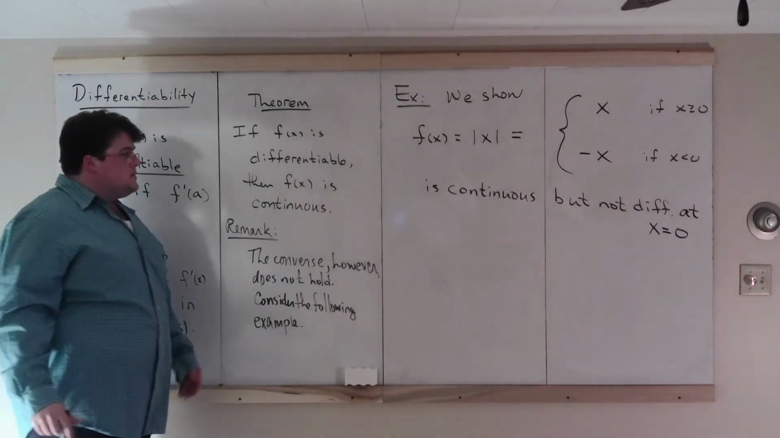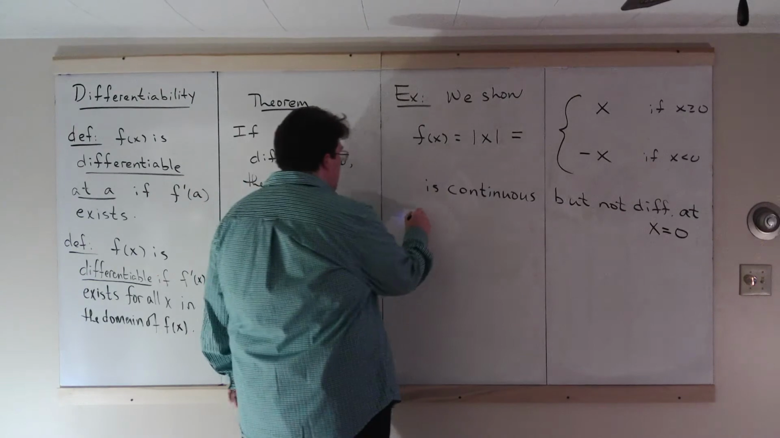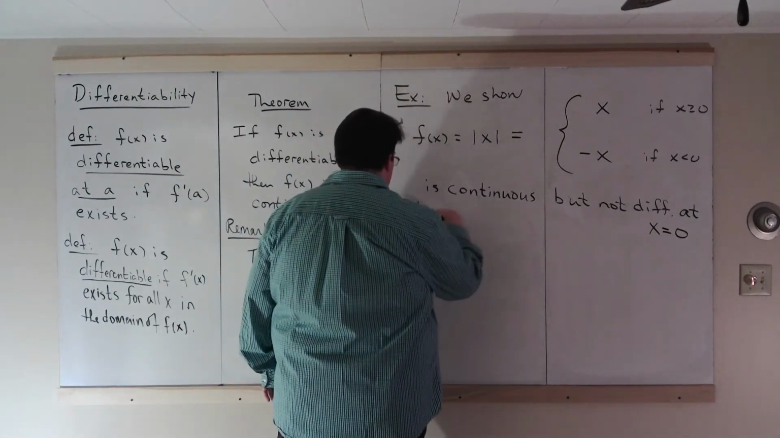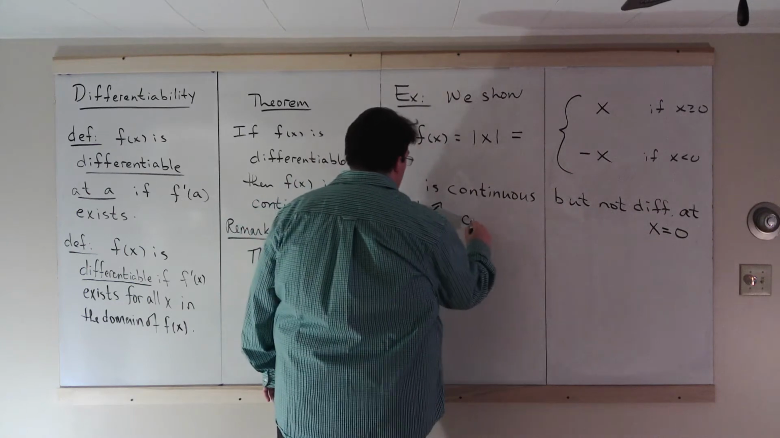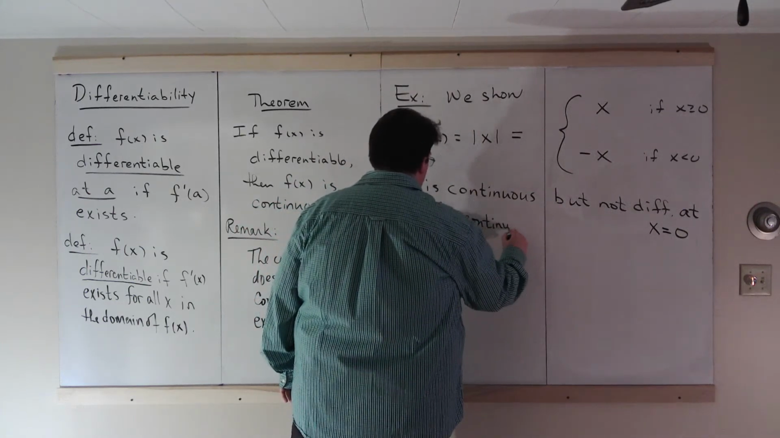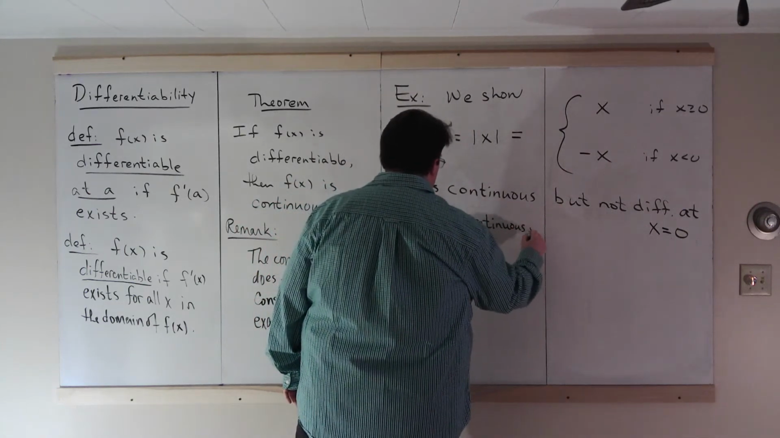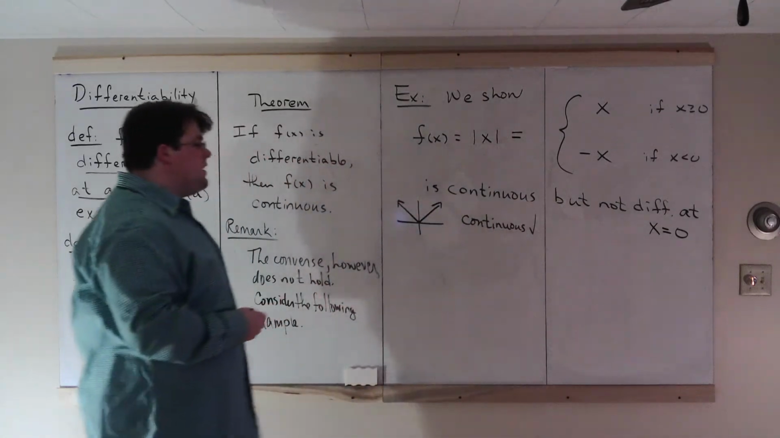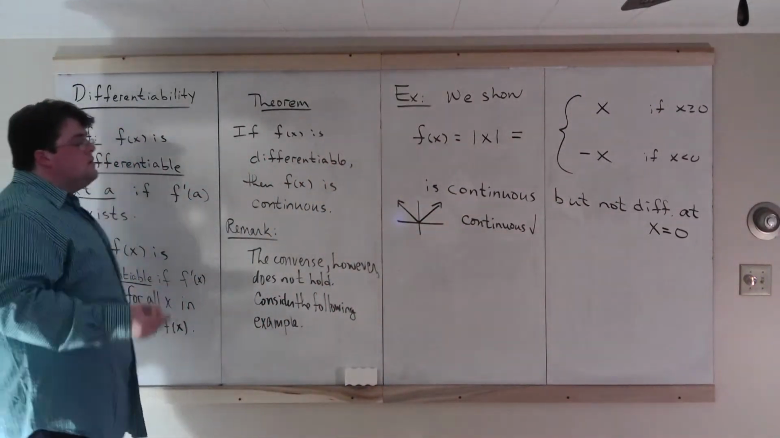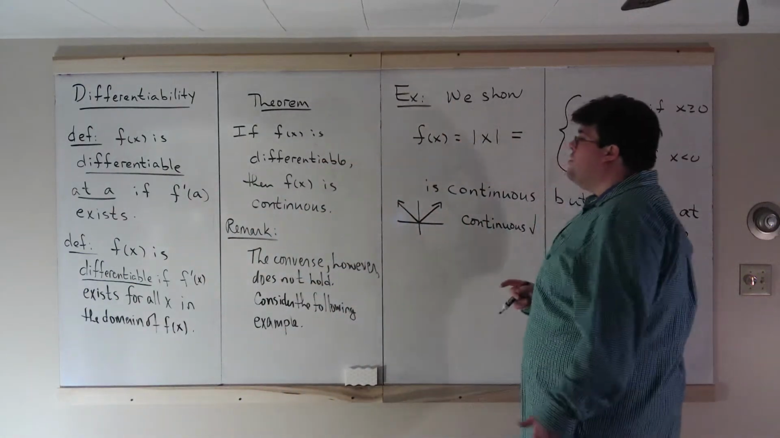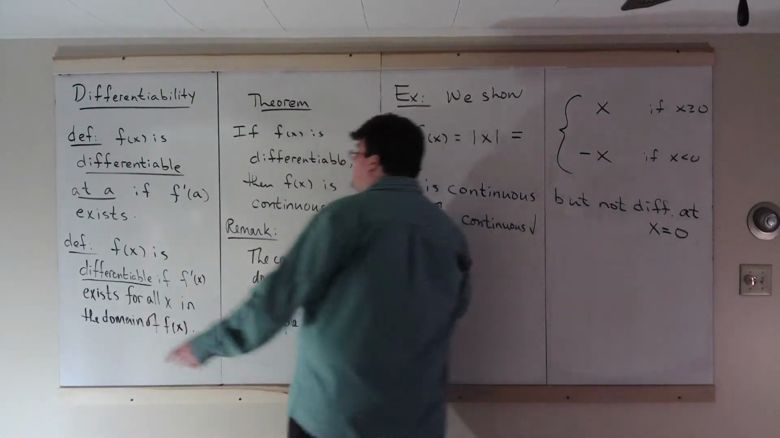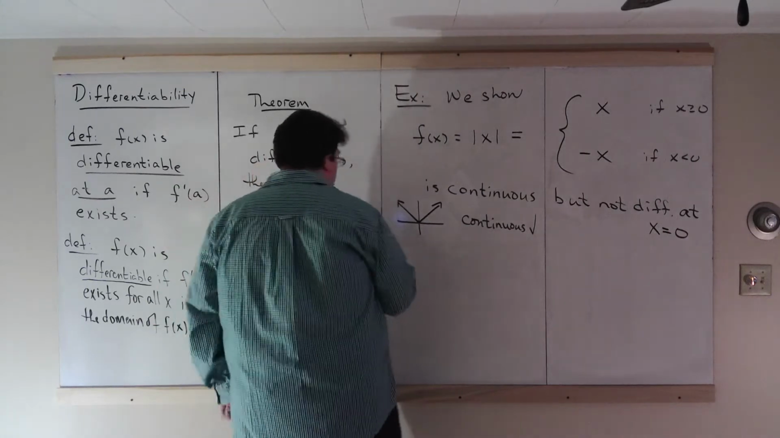So why is this a continuous function? Well, we'll use our pen lifting definition for continuous. I'll just write it like that. So there's this function, it is continuous. So now we need to show it's not differentiable. How are we going to show it's not differentiable? Well, we need to show f prime at, in this case, 0, does not exist.